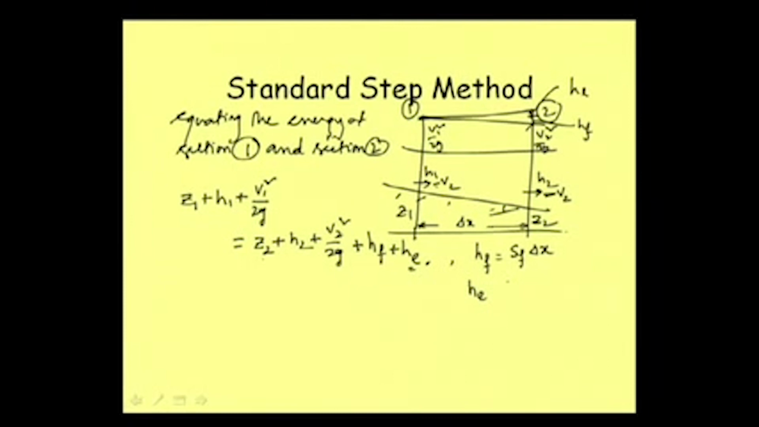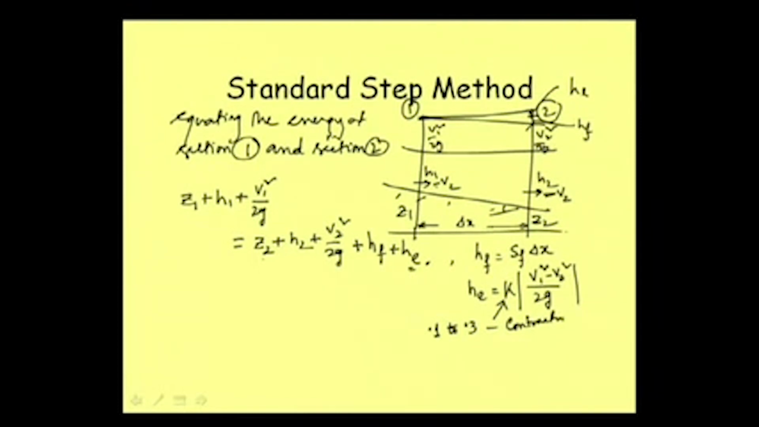Then that eddy loss can be written as some factor K times (V1 square minus V2 square) divided by twice g. So, whether velocity is more here or less here does not matter, we need to get the difference. That way this expression can be used for eddy loss. Then experimentally it was studied and it was found that this K value we can use as 0.1 to 0.3 for a contracting channel.